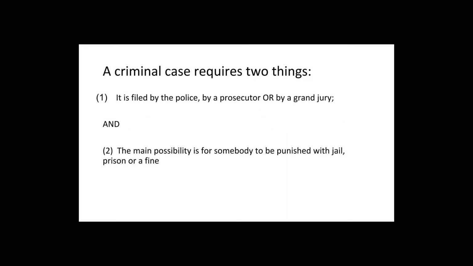This is a sequel to another video about the difference between criminal cases and civil cases, and it will discuss contempt of court and how it works. A criminal case requires two things. The case is filed by the police, by a prosecutor, or by a grand jury, and the main possibility is for somebody to be punished with jail, prison, or a fine.